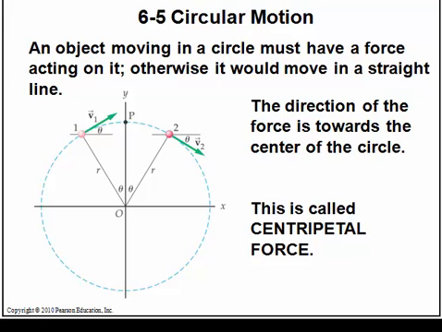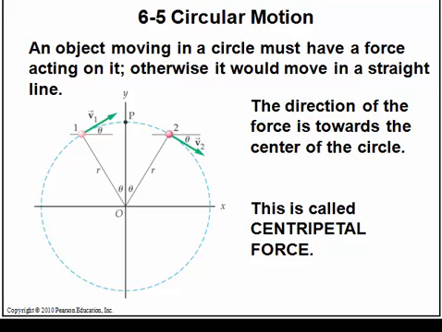An object moving in a circle must have a force acting on it. Otherwise, it would move in a straight line. The direction of the force is towards the center of the circle. This is called centripetal force.